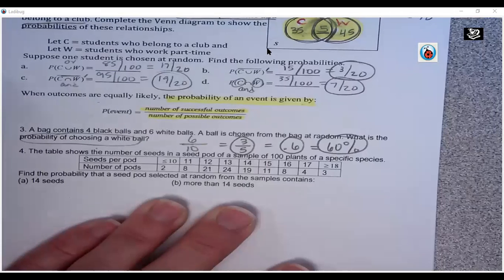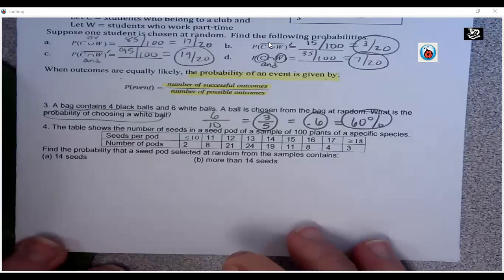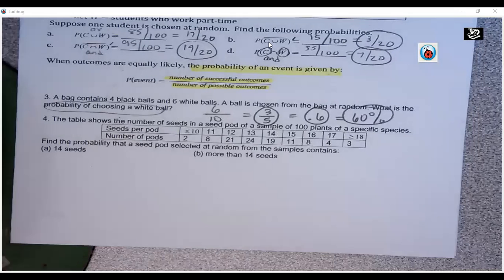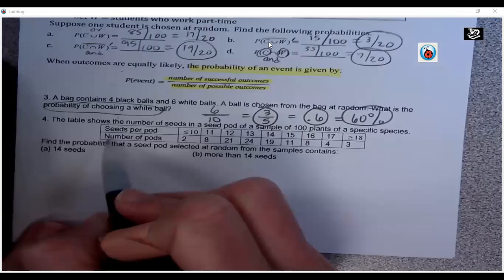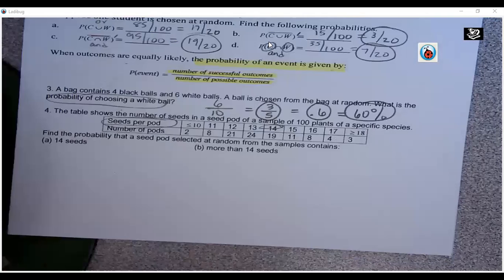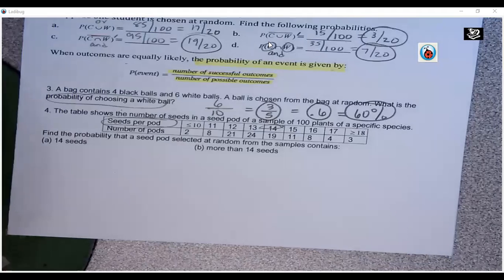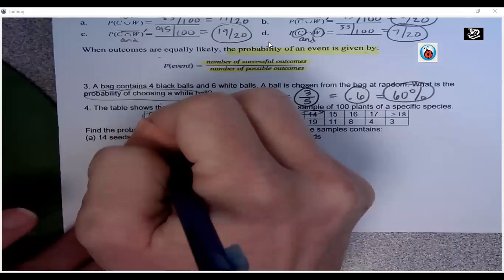Okay. All right. The table shows the number of seeds in a seed pod of a sample of 100 plants of a specific species. Find the probability that seed pods selected at random from the samples contain. So A is 14 seeds. So we want 14 seeds per pod. Marcus, how many samples have 14 seeds in their pod? 19. Good, 19. And then you have to put it over the total.